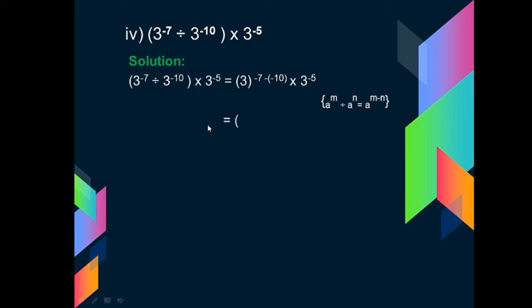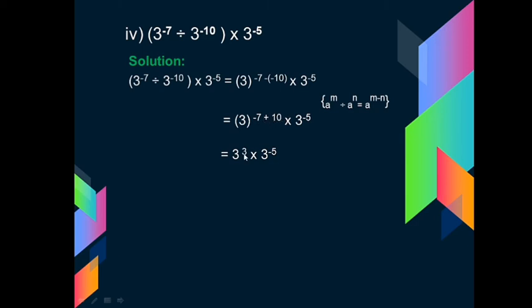Now simplify it. By simplifying we will get 3 raised to the power minus 7 plus 10, into 3 raised to the power minus 5. Here minus minus will become plus, that's why we have written minus 7 plus 10. Then minus 7 plus 10 will become plus 3, so here it will become 3 raised to the power 3 into 3 raised to the power minus 5. As minus plus will be minus, 10 minus 7 will be 3, and here the sign of 10 we will apply because 10 is greater than 7.